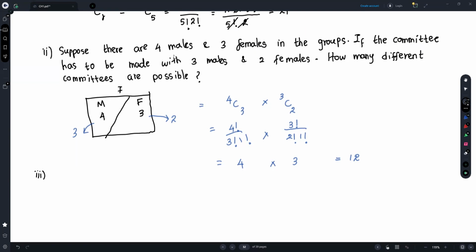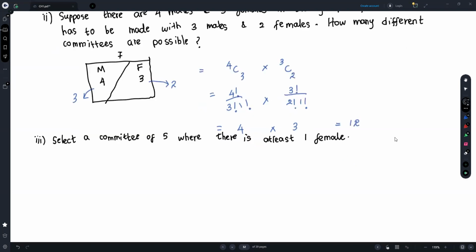Right? Okay. Here's the next restriction. You want to select a committee of 5 where there is at least one female. At least one female should be there. If so, how many possible committees are there? So your committee should have at least one female.